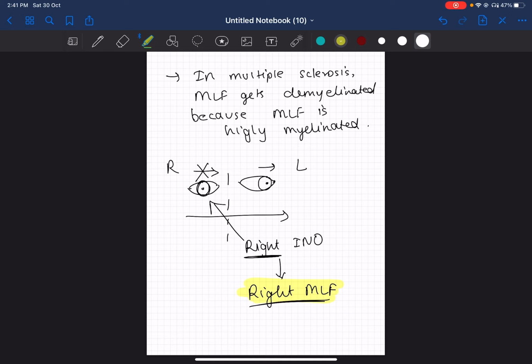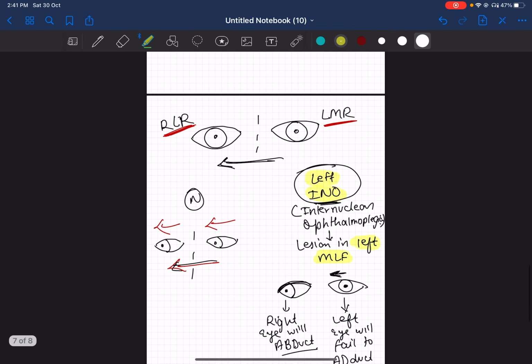So in multiple sclerosis, the MLF gets demyelinated because the MLF is highly myelinated. That's why in multiple sclerosis we get bilateral internuclear ophthalmoplegia.